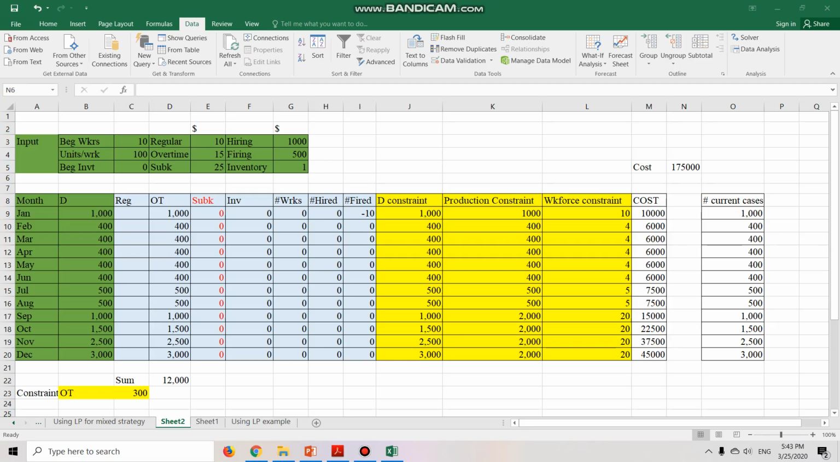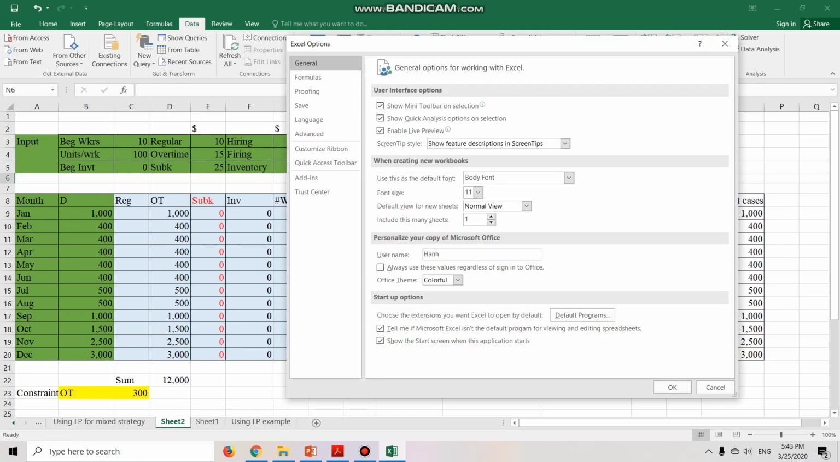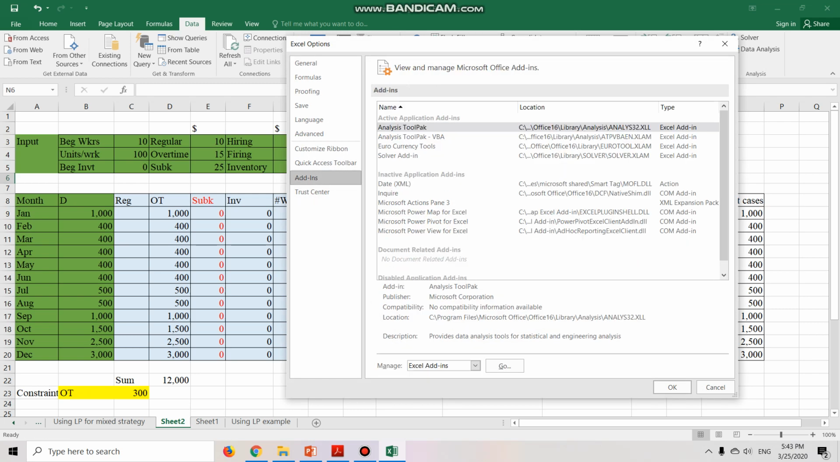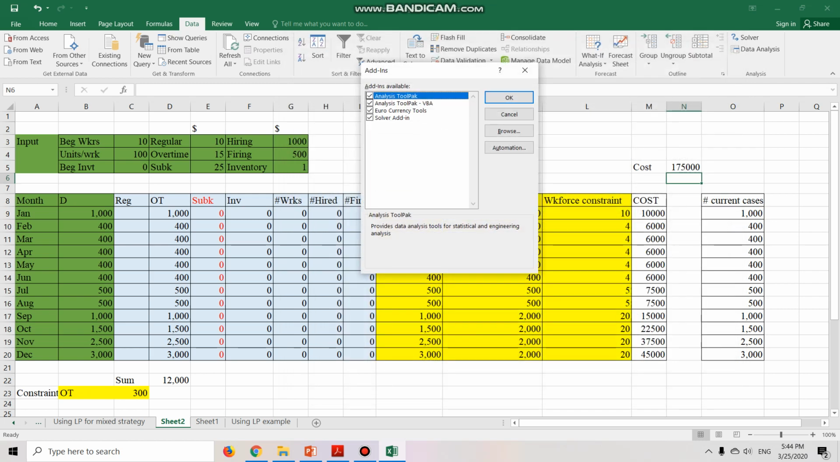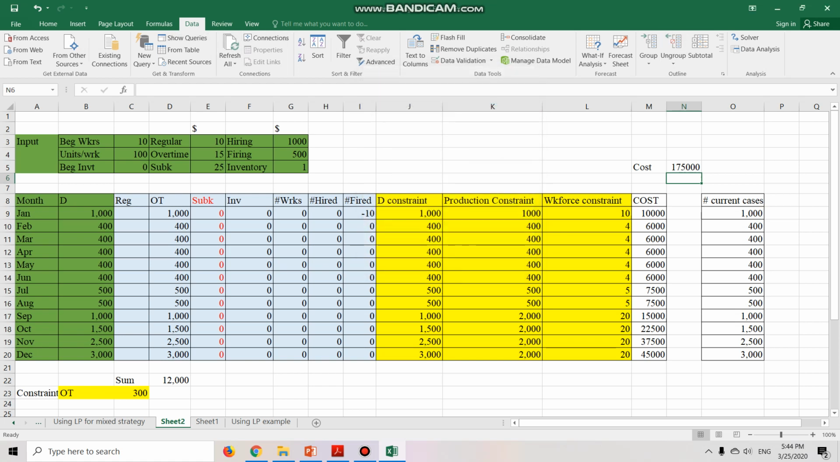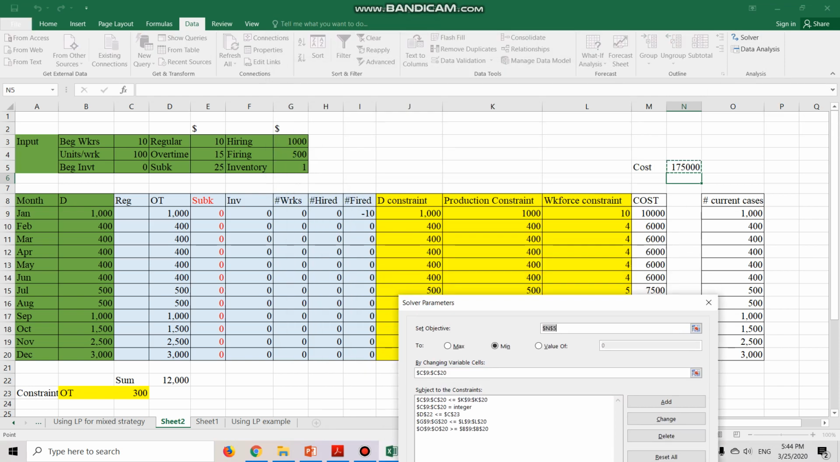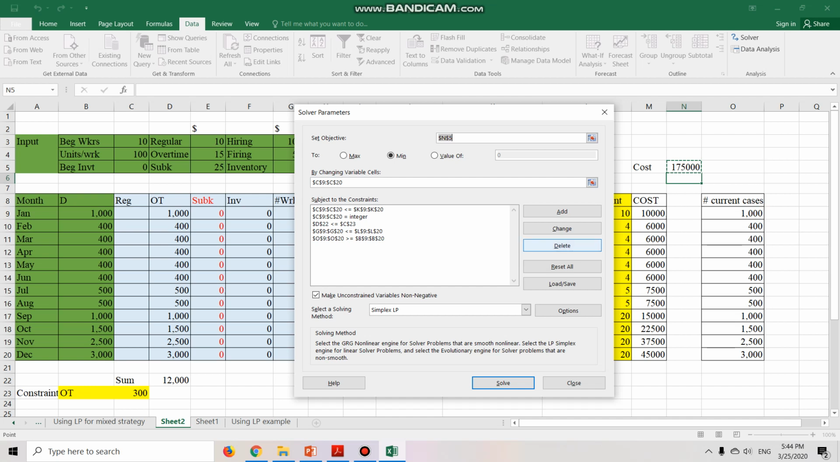If you cannot find Solver here, if you haven't ever used Solver before, maybe it will not appear here. So please go to File, then go to Options and Add-ins. Then you go here and you click on Solver Add-in and then OK. After that, go to Data, then go to Solver. It will show you. So the first one I want to input, maybe let me reset everything.